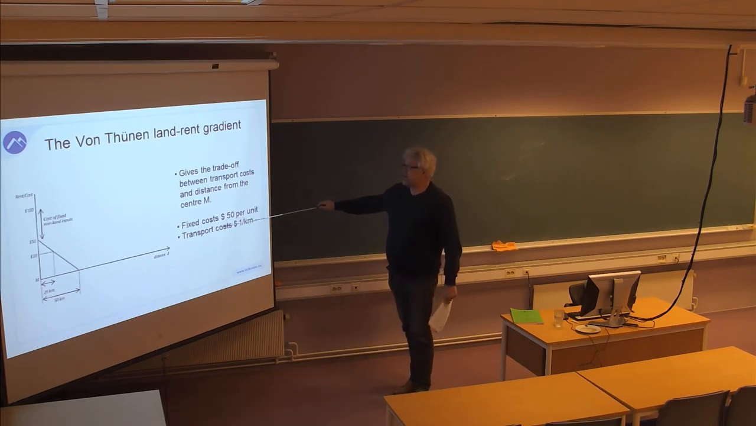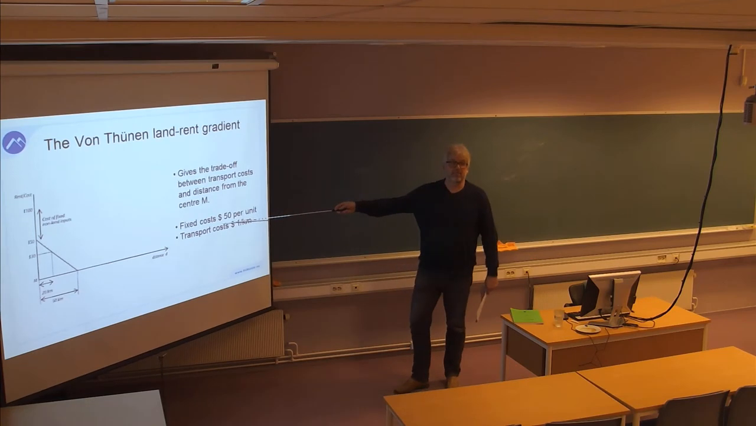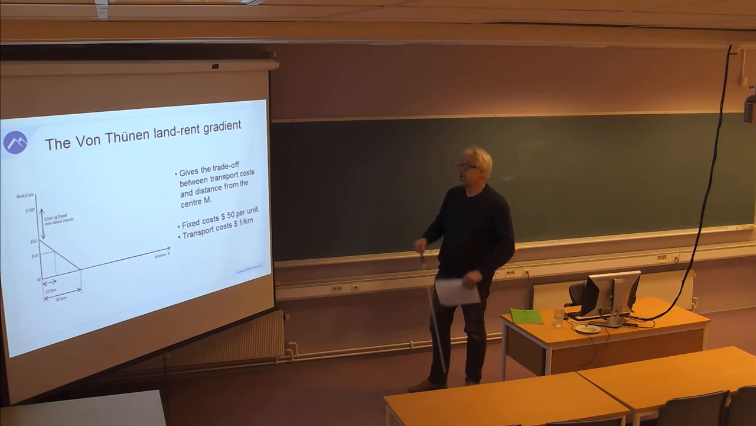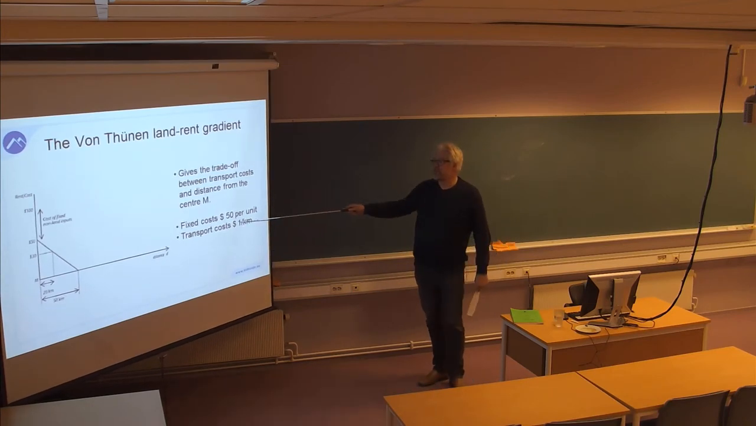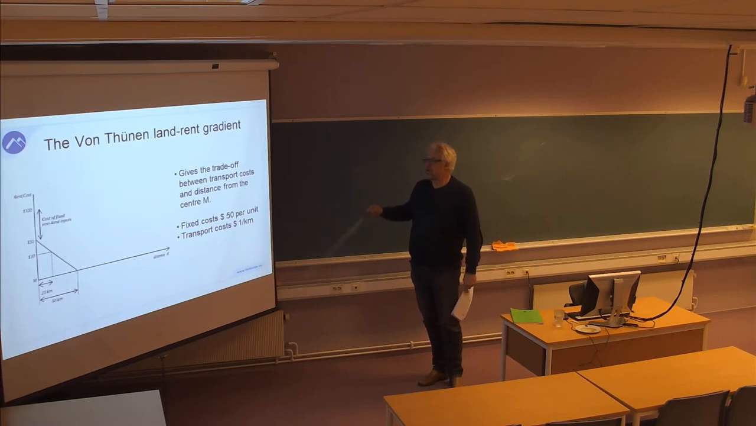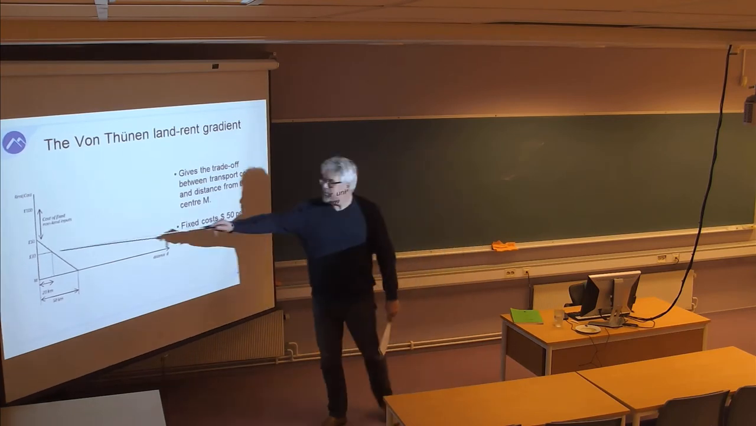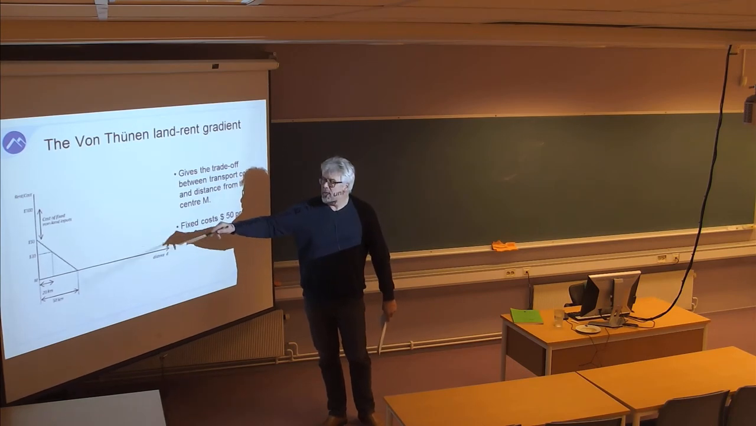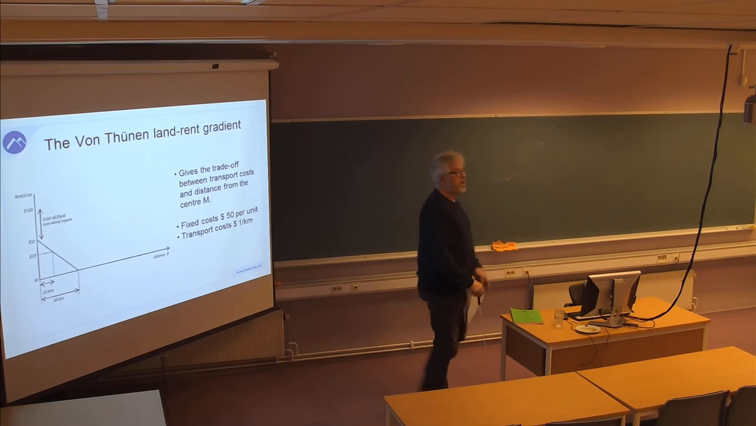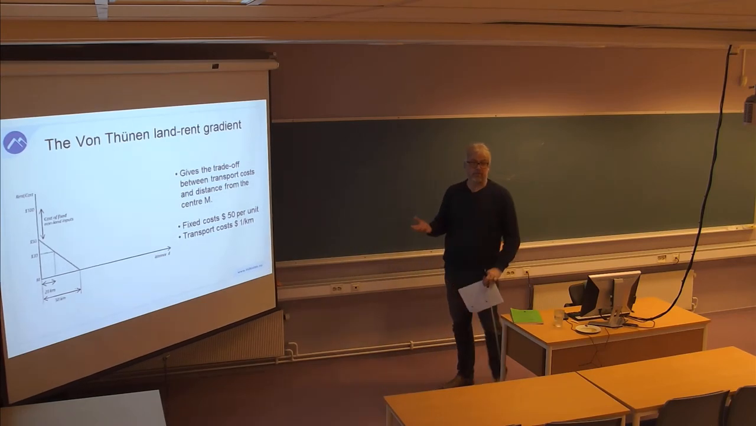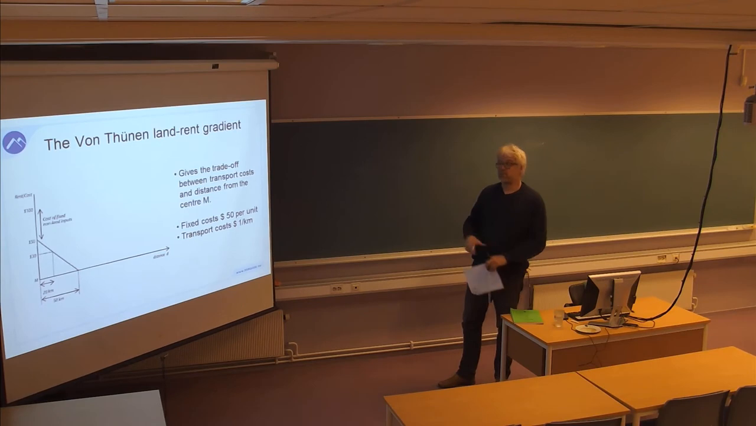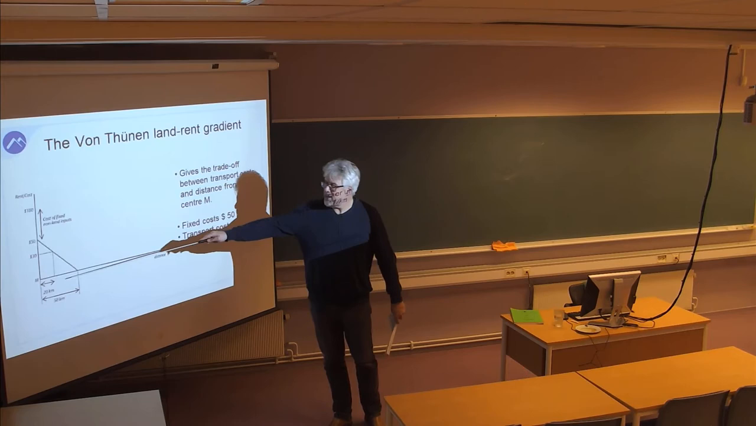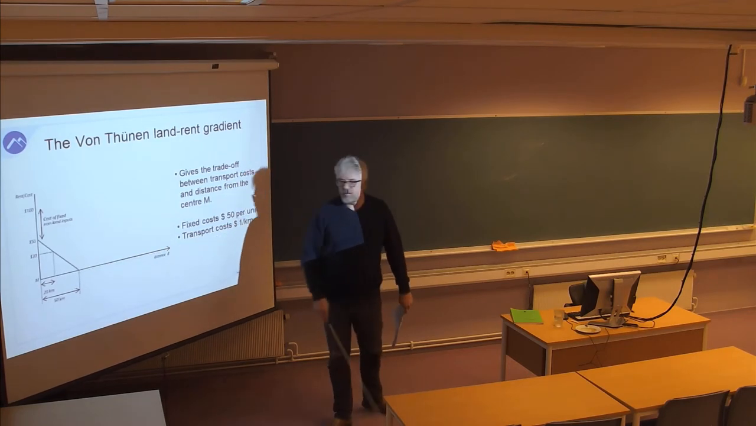And we have transport costs, which are essential in both theories. So we have a transport cost of $1 per kilometer. So we see that as you move out from the city center, the transport costs make the maximum ability to pay for the use of land diminish. So when you are here at 50 kilometers outside of the city center, the land rent is zero.